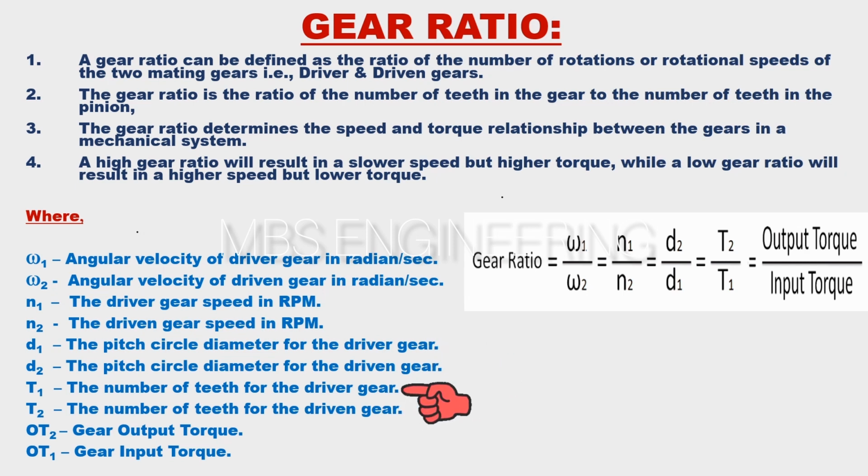T1 is the number of teeth for the driver gear. T2 is the number of teeth for the driven gear. Or T2 is the gear output torque. Or T1 is the gear input torque.